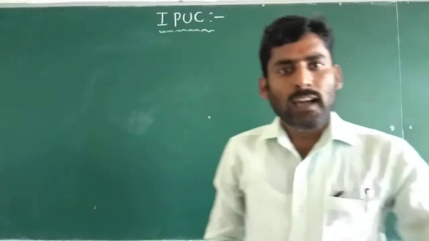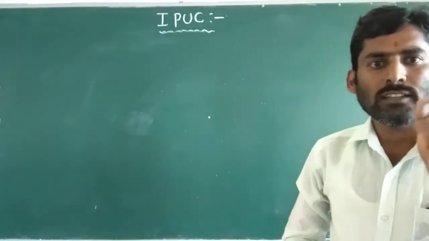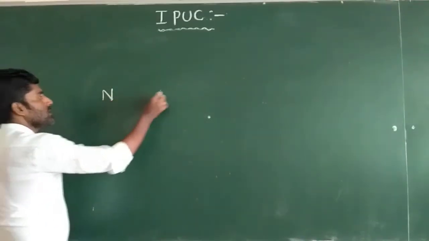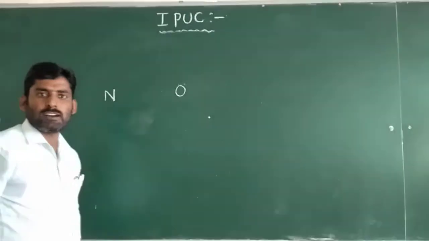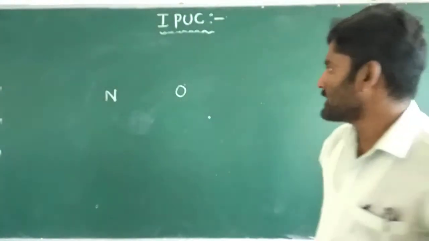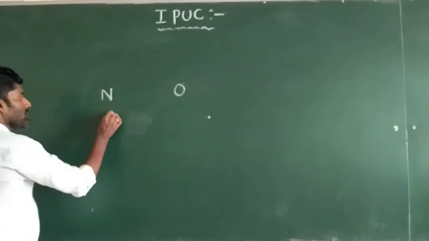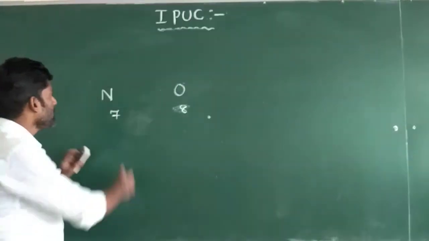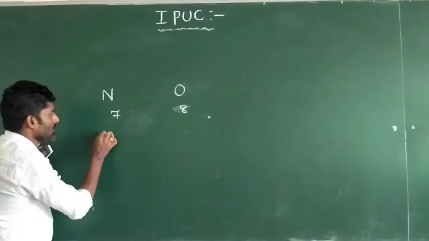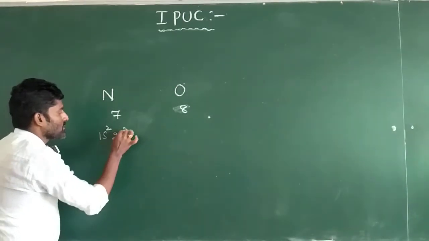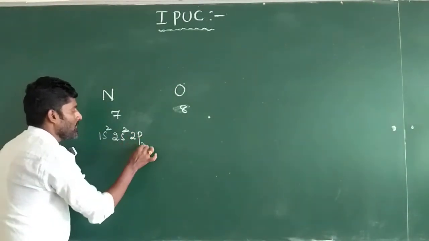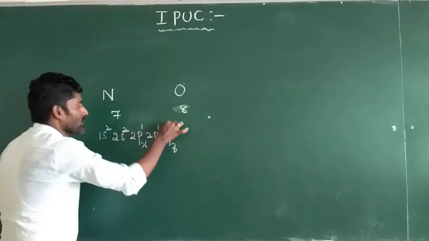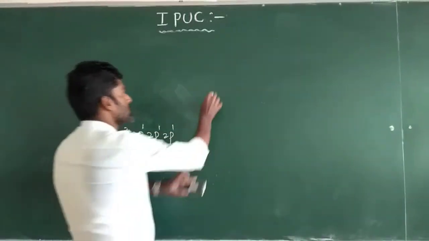Dear students, another exception in ionization enthalpy is that if you take nitrogen and oxygen in the second period itself, nitrogen atomic number is 7, oxygen atomic number is 8. If you write the electronic configuration of nitrogen: 1s2, 2s2, 2px1, 2py1, 2pz1. So that is 7 electrons.